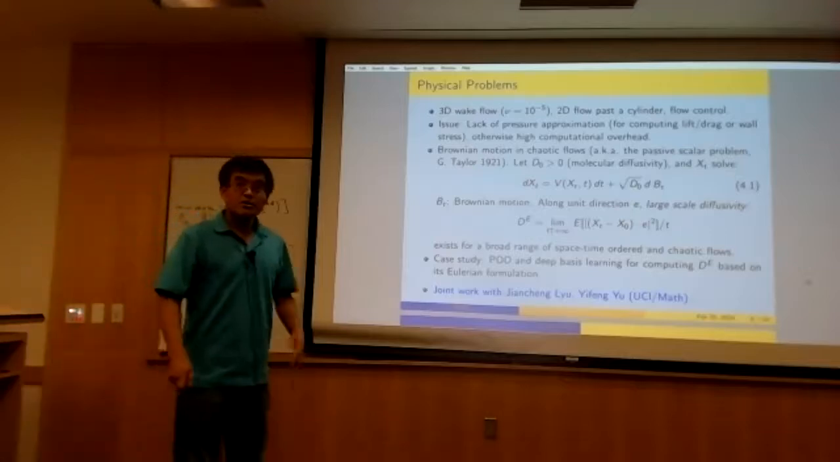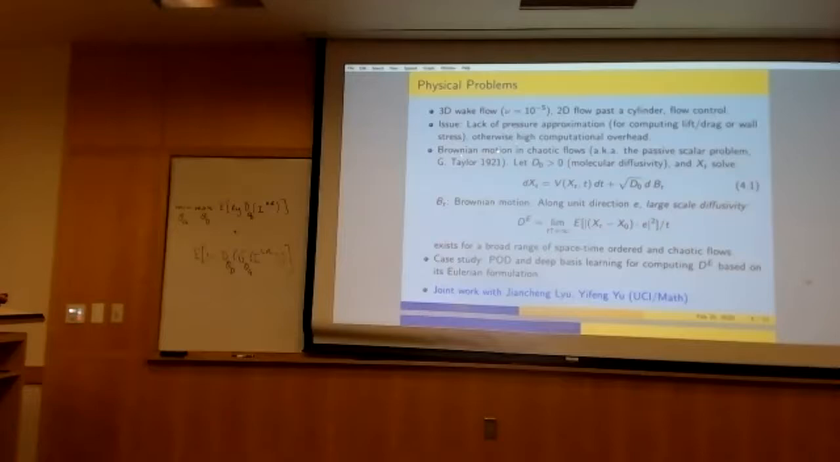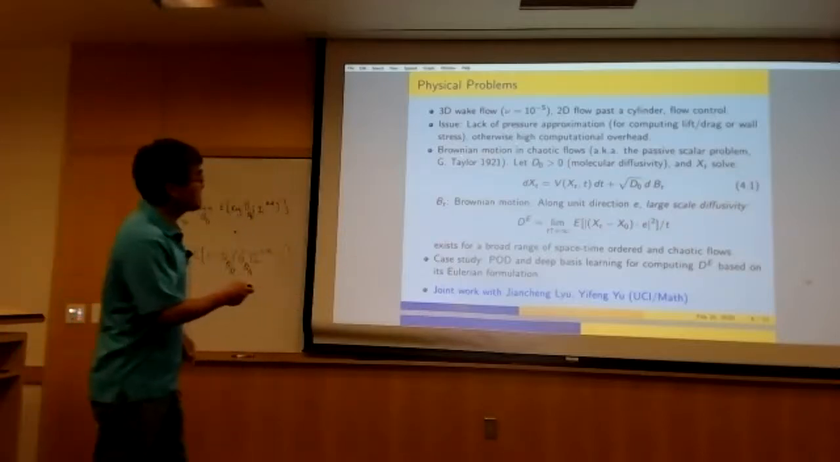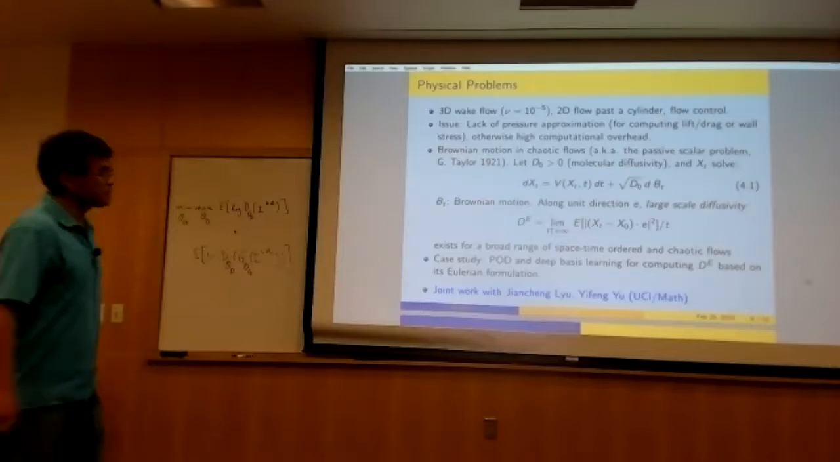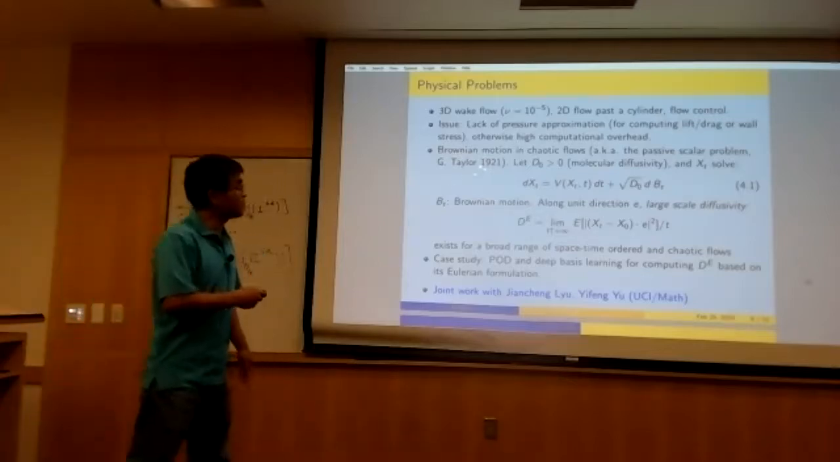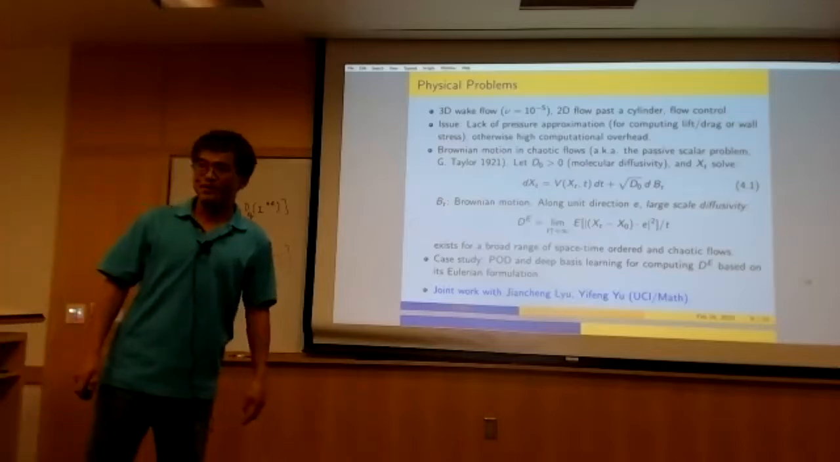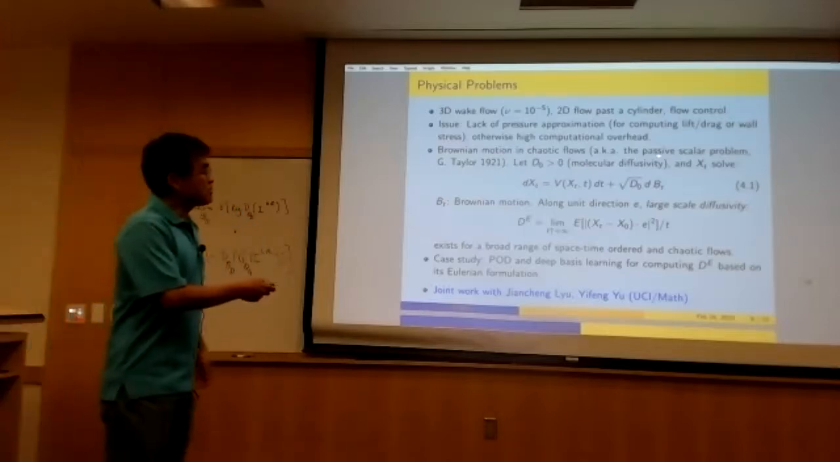So in order to test the idea, I thought of trying another problem, more elegant in physics, and that's Brownian motion in chaotic flow. It's actually a very old problem, going back to Taylor in 1921, almost 100 years old. Next year will be a century. It's also known as the passive scalar problem.